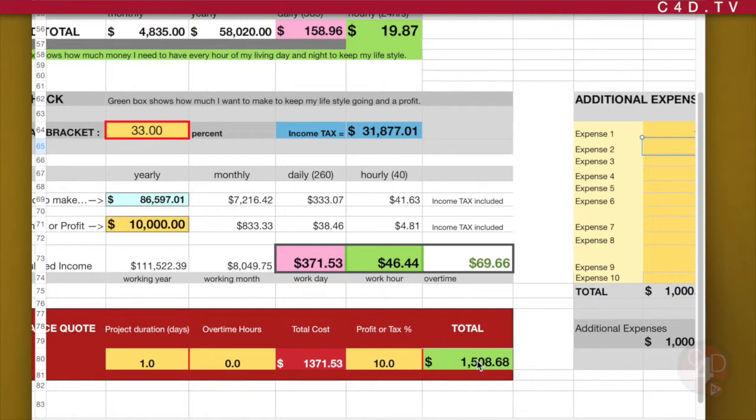Okay, so this is something that is going to help you go into the ballpark of what you should be charging. This is not a Bible of this is exactly what you should be charging, but it's going to give you an idea. It's going to basically keep you in check for not undercharging. That's exactly what this is for.